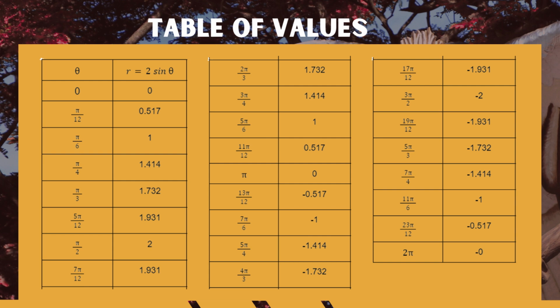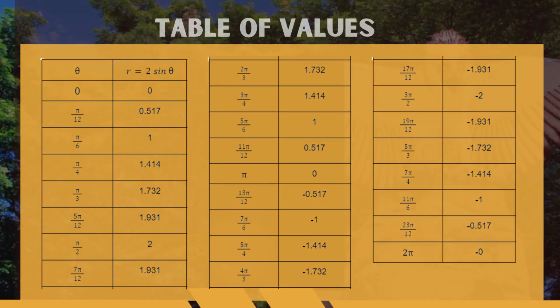3 pi over 2, negative 2. 19 pi over 12, negative 1.931. 5 pi over 3, negative 1.732. 7 pi over 4, negative 1.414. 11 pi over 6, negative 1. 23 pi over 12, negative 0.517. And lastly, 2 pi, we get negative 0.